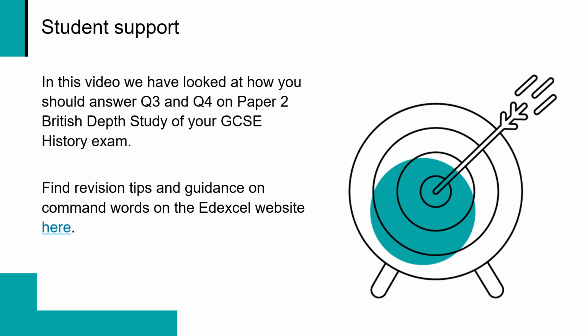That brings us to the end of this walkthrough video. In this video, we have looked at how you should answer question 3 and 4 on paper 2, the British depth study of your GCSE History exam. We hope you have found it useful.